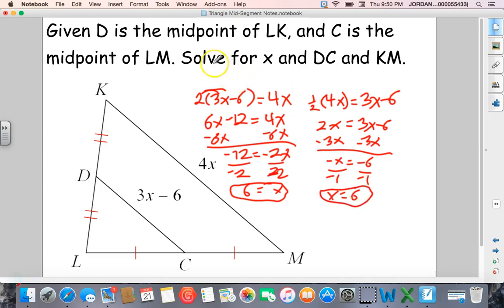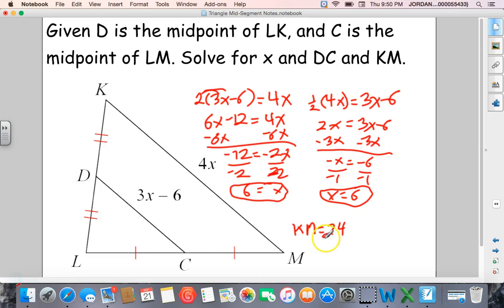But that's not the end of the problem. The problem says solve for x and DC and KM. So we've got x, but now we've got to figure out, well, what are DC and KM? So let's figure out KM real quick. KM is 4x, but now we know x is 6. So 4 times 6 is 24.